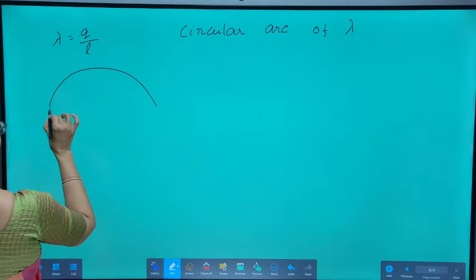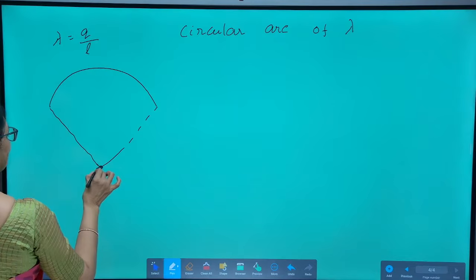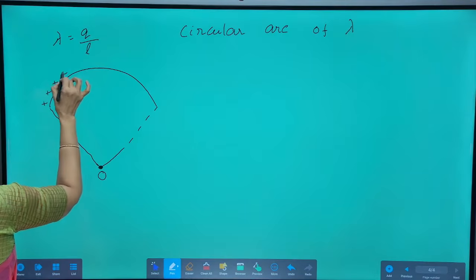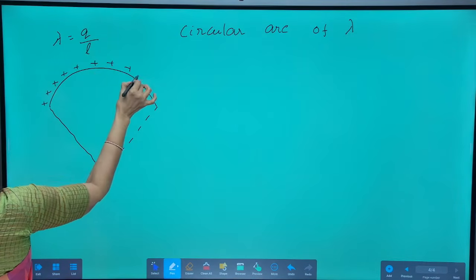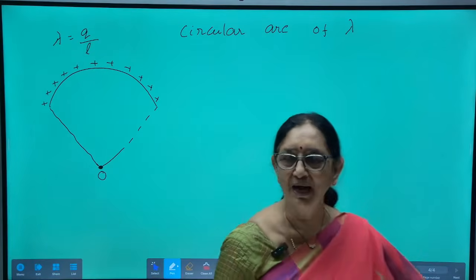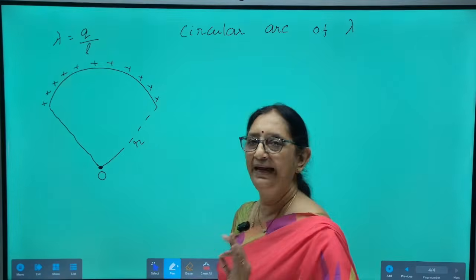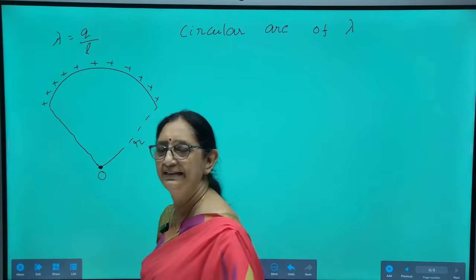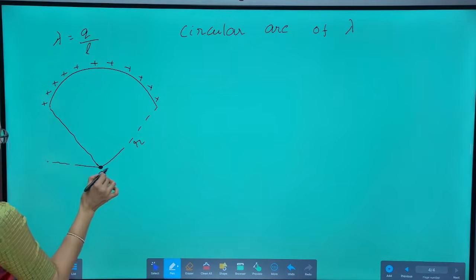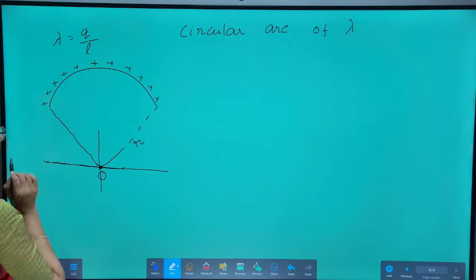Let this be an arc making some angle. Here this is the center of the arc. Let the charge given to the arc be positive and the linear charge density be lambda. Now, let r be the radius of the arc. Our aim is to find the electric field intensity at the center. Okay. Now, this is the horizontal line, and this is the vertical line drawn there at the center.